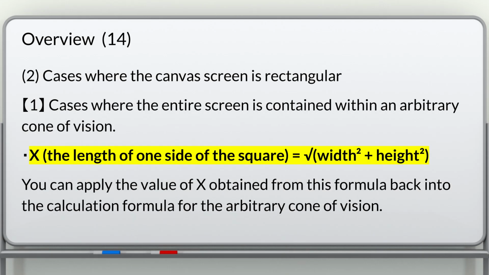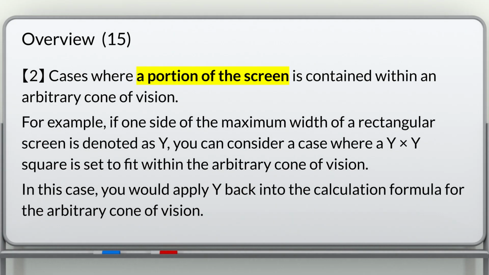In cases where the canvas screen is rectangular, one scenario is when the entire screen is contained within an arbitrary cone of vision. X equals square root of width squared plus height squared. You can apply the value of x obtained from this formula back into the calculation formula for the arbitrary cone of vision. Cases where a portion of the screen is contained within an arbitrary cone of vision. For example, if one side of the maximum width of a rectangular screen is denoted as y, you can consider a case where a y times y square is set to fit within the arbitrary cone of vision. In this case, you would apply y back into the calculation formula for the arbitrary cone of vision.